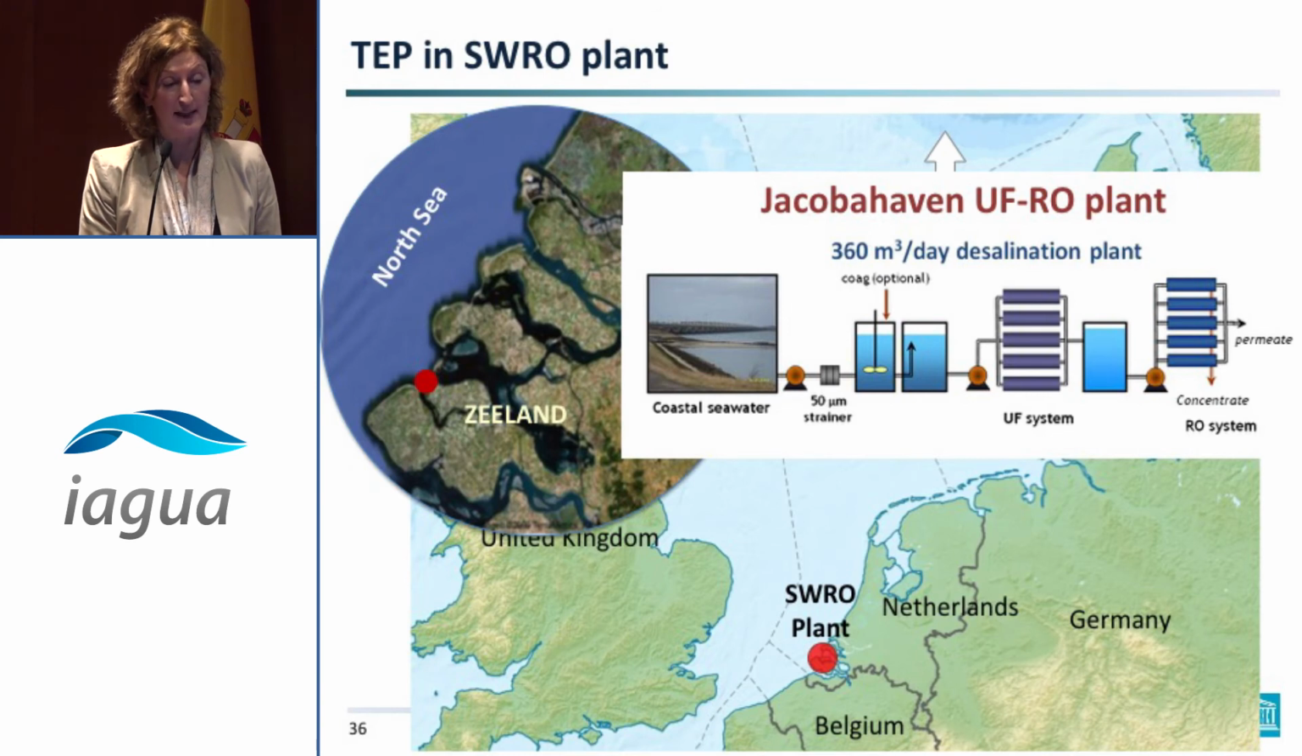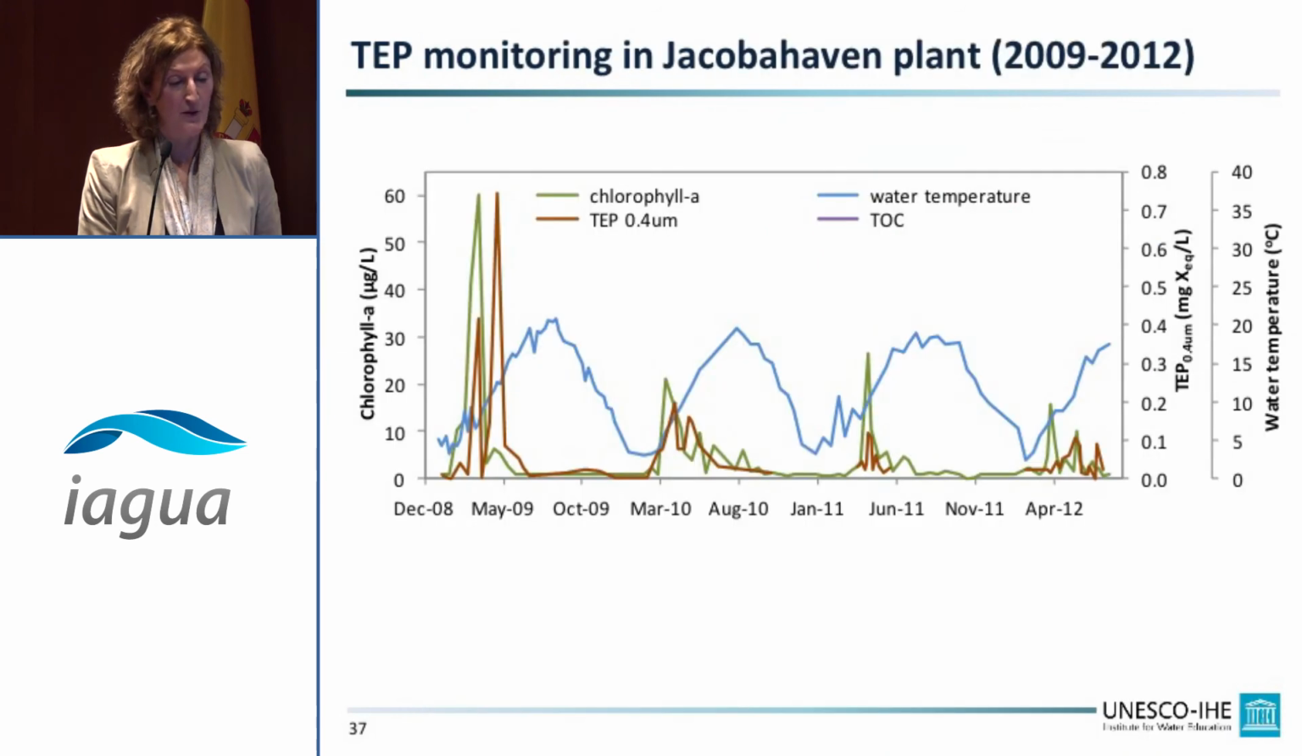Now, we also tried this in a small seawater reverse osmosis plant. It's about 360 cubic meters per day. It's in the southwest of the Netherlands in the province of Zeeland. It's an open intake system with a strainer, and it was actually done in inline coagulation mode with an ultrafiltration system and a 2-pass reverse osmosis system. So here we have monitored the transparent exopolymer particles in this North Sea water in Jacobahaven for 4 years approximately.